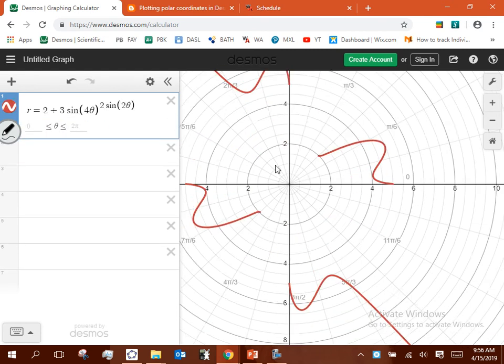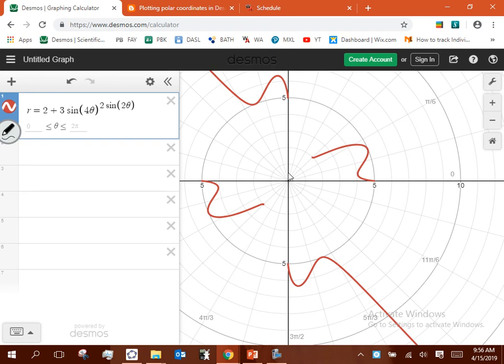So there's a lot of different weird things we can do with these polar coordinates.